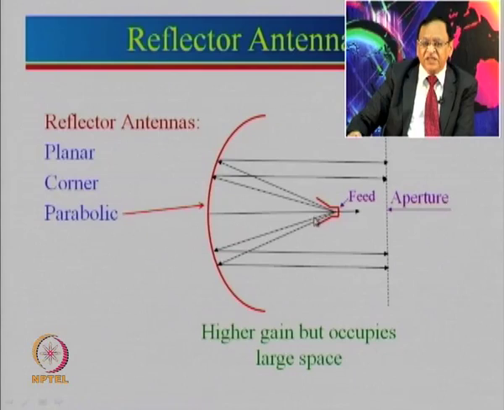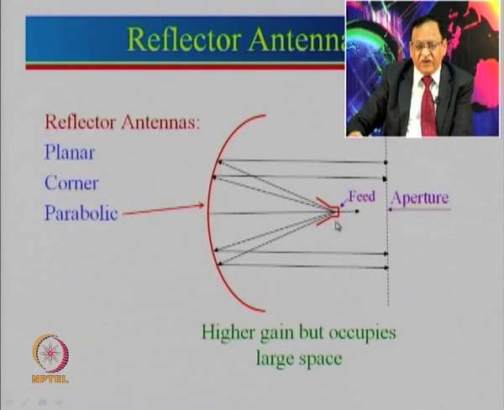Let us say it is in receive mode. All the signals coming from a far away point will reflect from here and focus on this. So at the feed point we put an antenna. It can be done the other way around also. The feed is there, we feed the antenna, it will radiate in this direction, then it will reflect and go to a far away point.